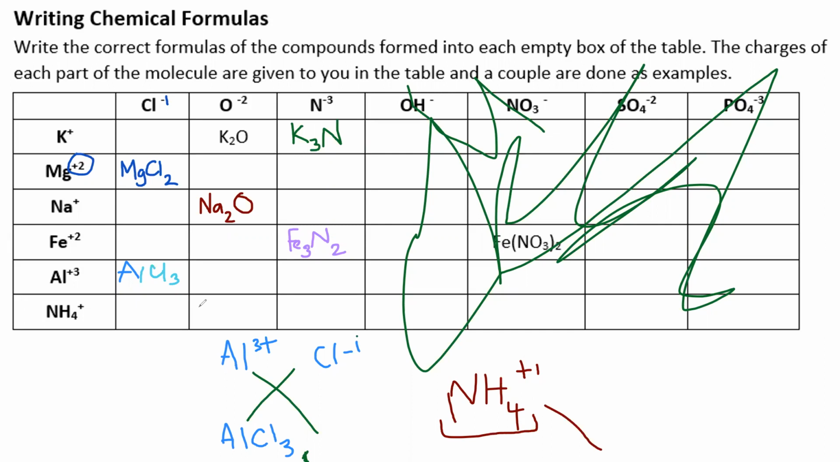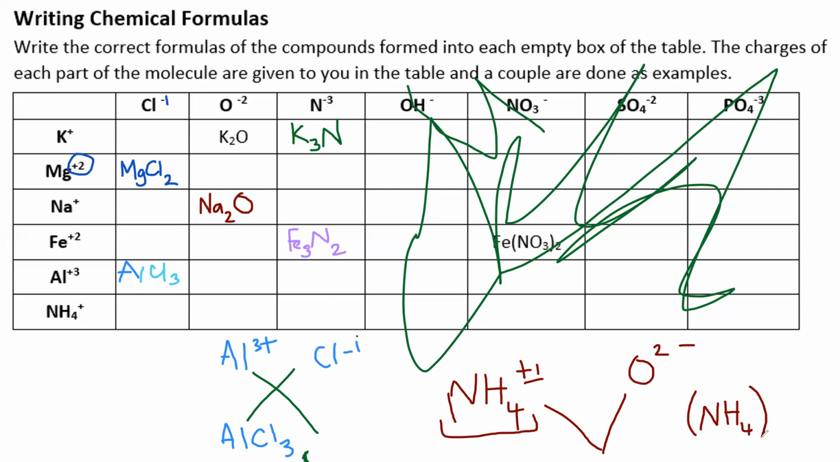Should I do it with oxygen or nitrogen? Let's just do it with oxygen and see how we go there. So oxygen is 2-. Okay, so all we're doing now is swapping the numbers there. So the 2 goes to the NH4. Okay, so this is going to now be NH4.